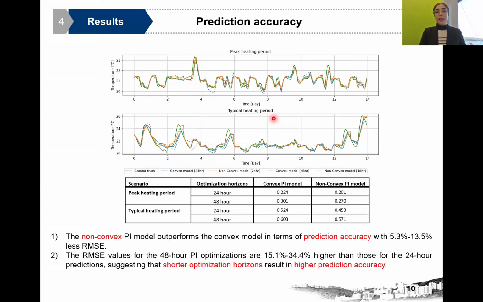Now, let's move on to the results part. As I mentioned, the first metric that we wanted to evaluate was the prediction accuracy. As you can see here, in the figure and in the table, in both peak heating period and typical heating period, which are the BOPTEST weather condition scenarios, the non-convex model outperforms the convex model in terms of prediction accuracy. And when we increase the optimization horizon, as we expect, the prediction accuracy decreases.